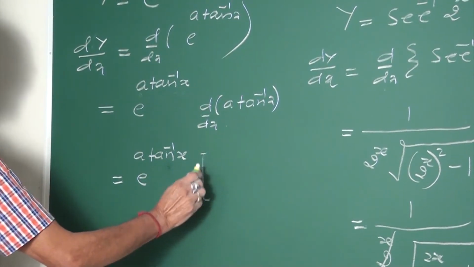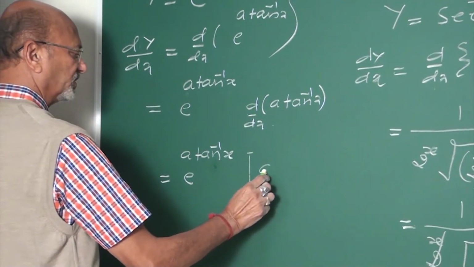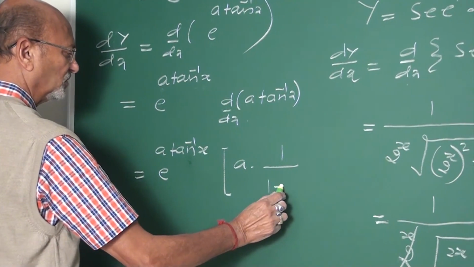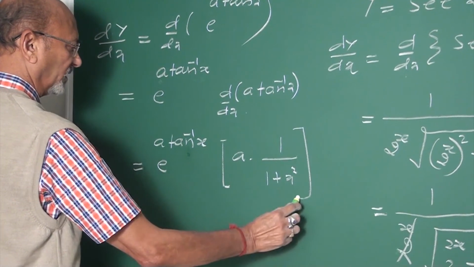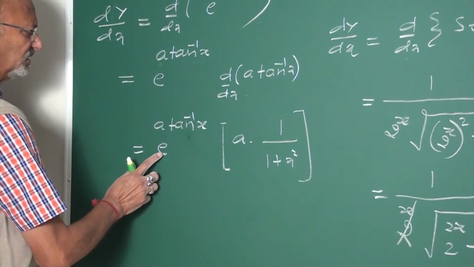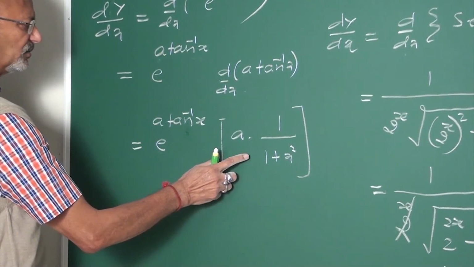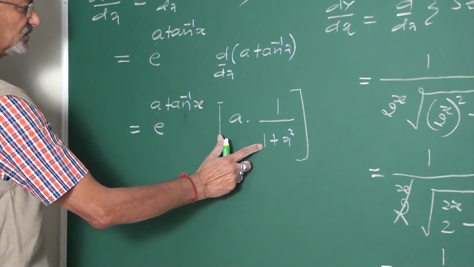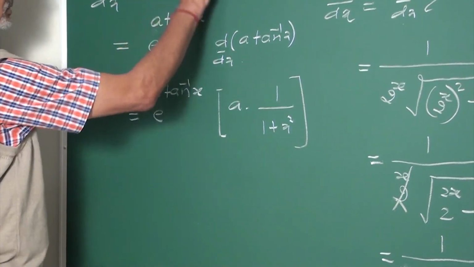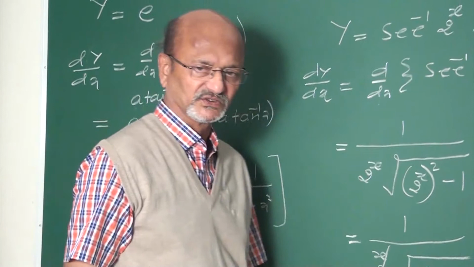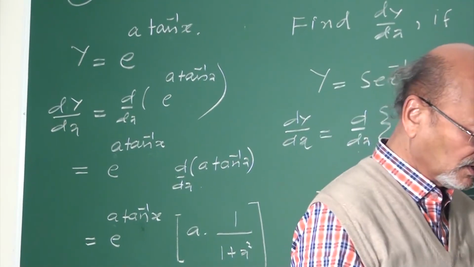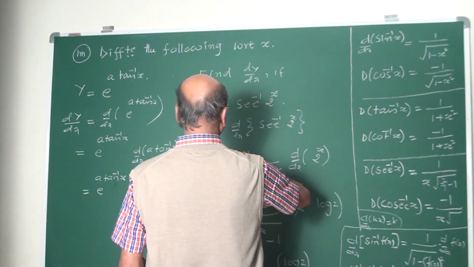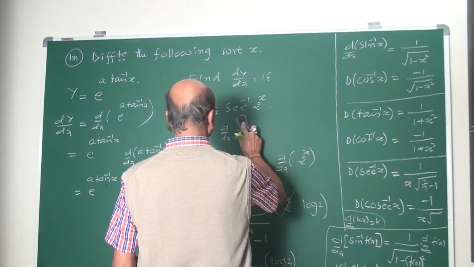Yes, my friend, I use a bracket. A, being a constant coefficient, remains, into the derivative of tan inverse, which is 1 upon 1 plus x square. Write neatly like this: e to the power f, f dash, the derivative of the power, a into the derivative of tan inverse, 1 upon 1 plus x square. Another example is from the model question papers. All these are very good examples, my friends.